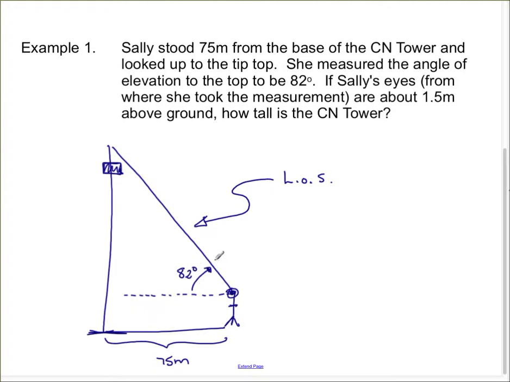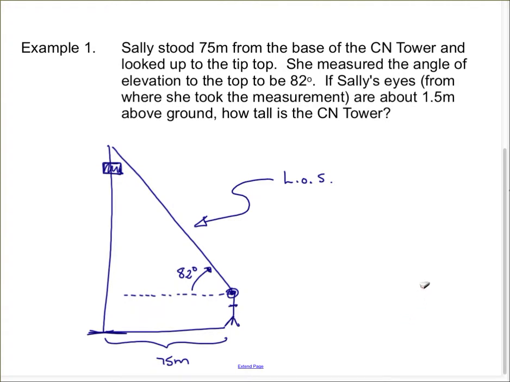How did she measure that to be 82 degrees? She probably had a little gravity protractor, something that looks like this with a little string and a weight on it. And when you tip it up, the weight stays going down and it tells you what the angle is that you tipped it at. She probably had one of those. Okay, so she measured it to be 82 degrees.